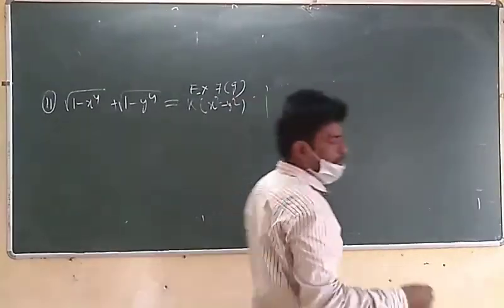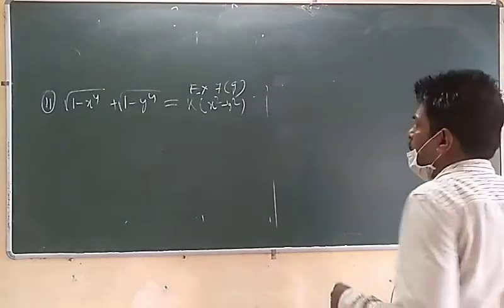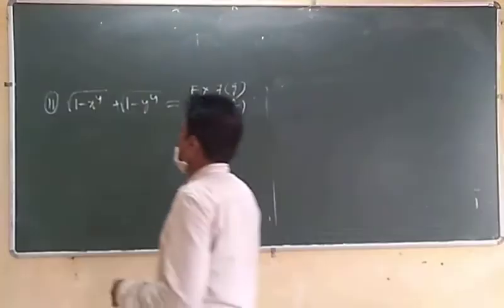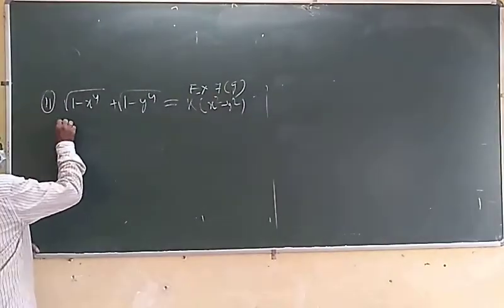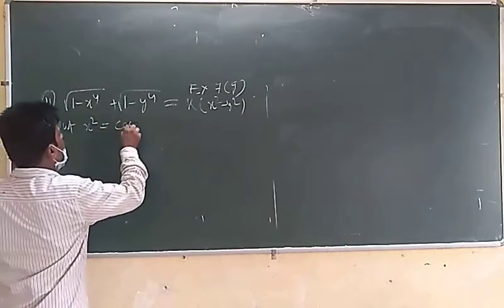We have to prove dy by dx is equal to x by y root over 1 minus y fourth over 1 minus x fourth. Now going on to the next step, we have to prove. Okay, now put x square is equal to cos a.